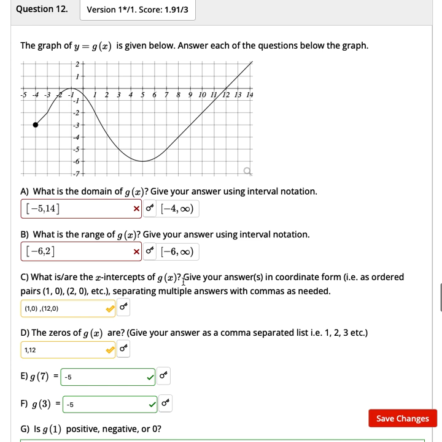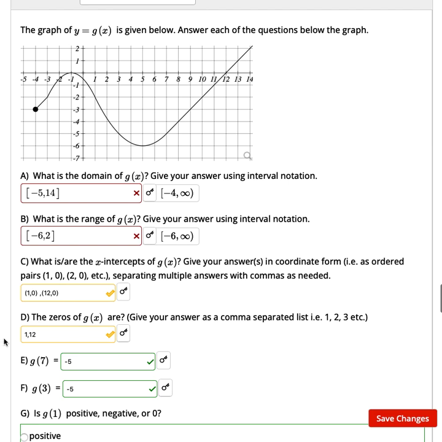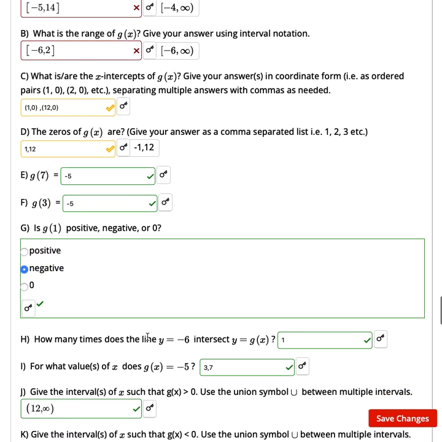What are the x-intercepts? Give your answer as coordinates. Okay. There's one right there. Oh, you're fine. You're missing the negative on that one, so it should be -1, 0 rather than 1, 0. And then give the zeros. So once you turn that into a -1, then that will be fine as well.